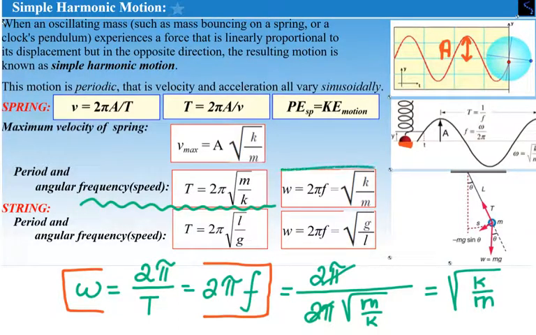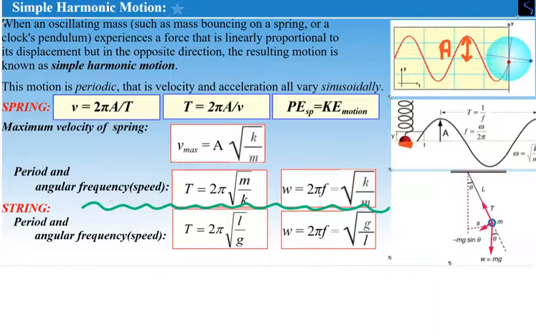So this is another formula that is not given on the AP exam. There are a few formulas that are not given on the AP exam, but you have to be able to derive them and understand where they're coming from. If you understand where these formulas are coming from, you can always derive them on your own. So these were the formulas for the spring, and the formula for the string or pendulum. You also have to know this formula.